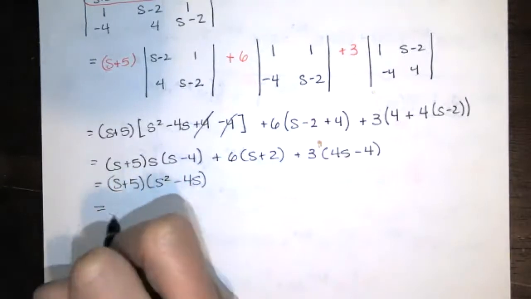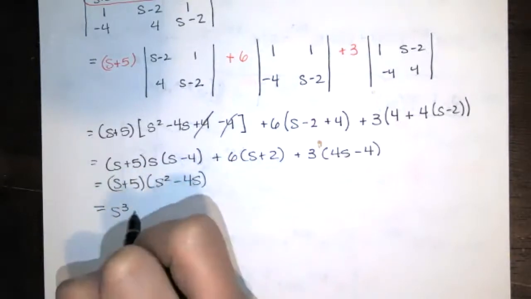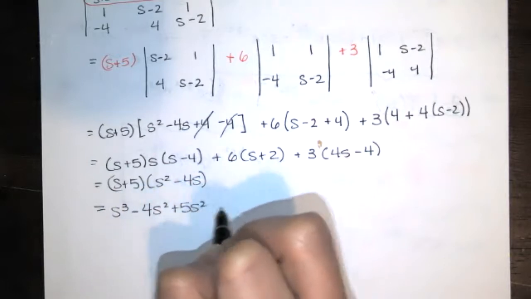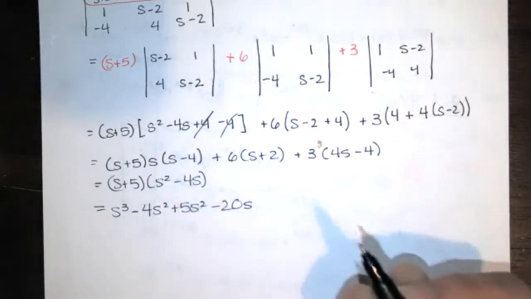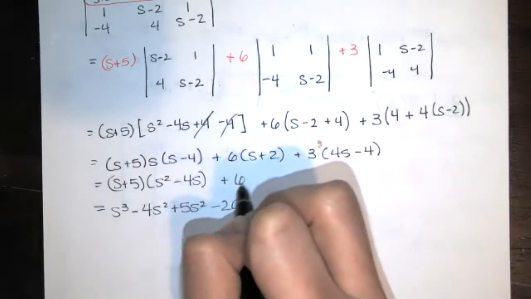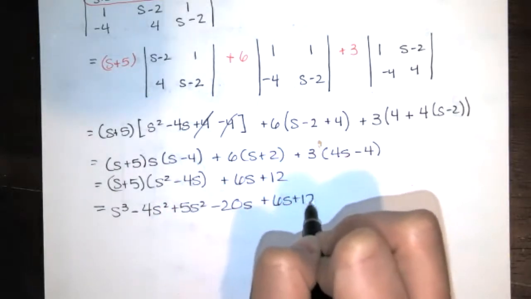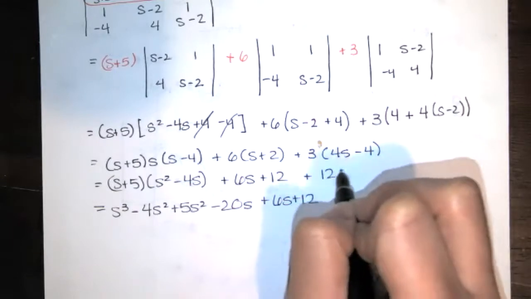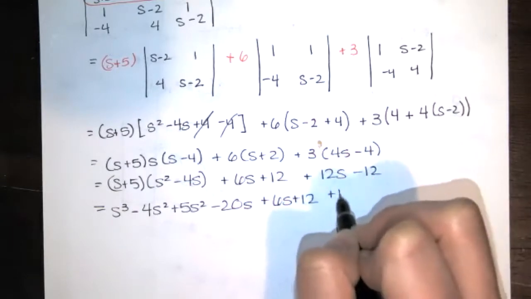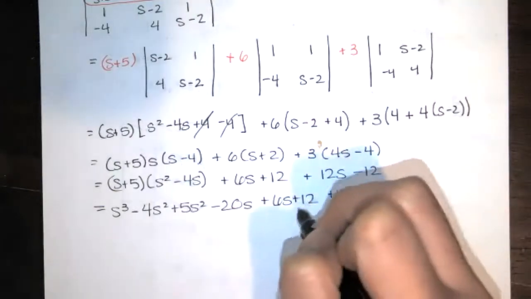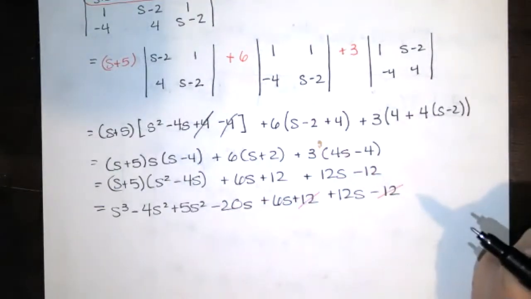And now we'll distribute. First times first is s cubed, outer times outer is -4s squared, inner times inner is 5s squared, and last times last is -20s. Plus the 6s plus 12, just bring that down, plus 12s minus 12, and reduce anywhere you can. The 12 and the -12 reduce, okay.